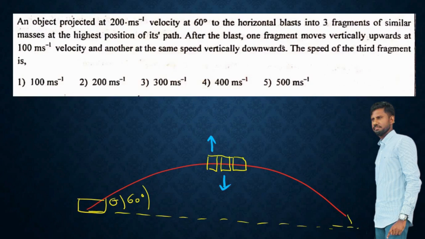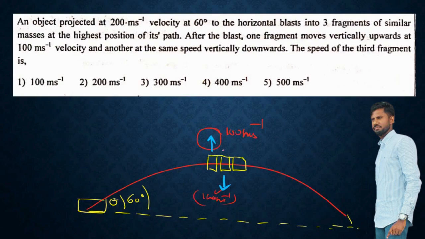After the blast, one fragment moves vertically upwards, right? So one goes up at 100 meters per second, right? 100 meters per second velocity, and another at the same speed vertically downwards, right? 100 meters per second again downwards, right? And the speed of the third fragment is?